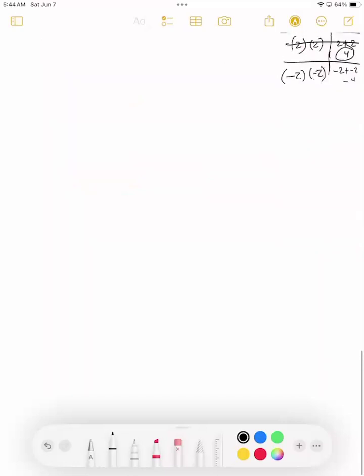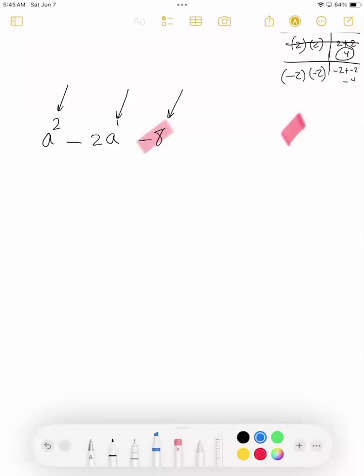Let's practice one more. Let's say I have a to the power 2, minus 2a minus 8. So do you see I have a 2 here, a to the power 1 here, and a constant here. So I want to find two numbers to multiply to give me -8, and when I add them, I want to get -2.